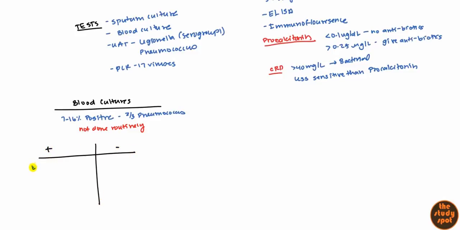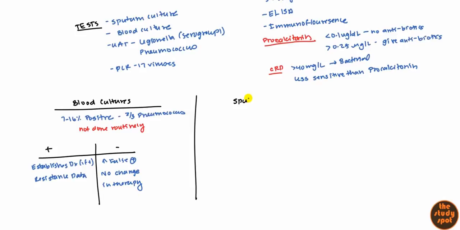So what are the pros and cons? The pro is that it can establish a diagnosis if it's positive, and it gives you resistance data. After you culture it, you can see which type of bacteria it's sensitive to and which it's resistant to. However, the con is that it has a very high false positive rate, because you might get some other bacteria in the blood that doesn't necessarily come from the lungs, and it doesn't change the way you would treat the patient. So that's why it's not done routinely, but it is done if you're going to admit to the ICU.